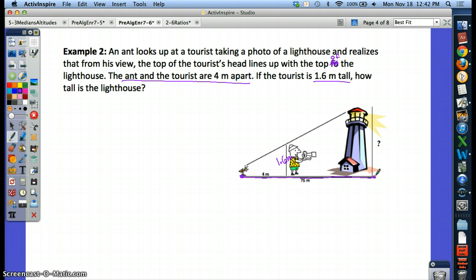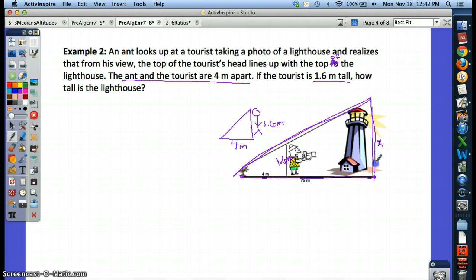Now we need to have similar figures, so you actually need to pull this picture apart. I'm going to pull the ant out. The ant forms a smaller triangle with the tourist. So here's my tourist, and I know his height is 1.6 meters, and the ant is 4 meters from him. The whole length of the triangle is 75 meters, and the height is what we don't know. We have two triangles here. We have this little one, and then we have this big one right here.